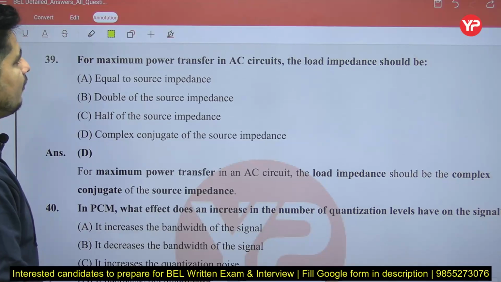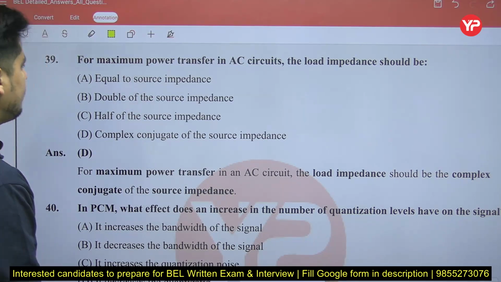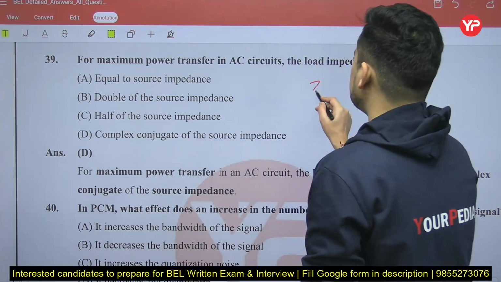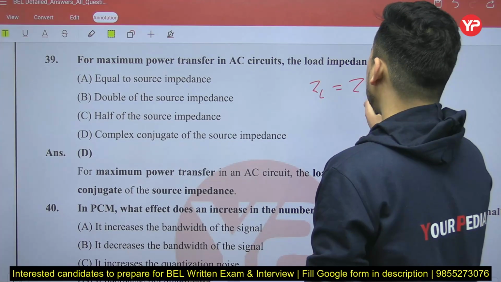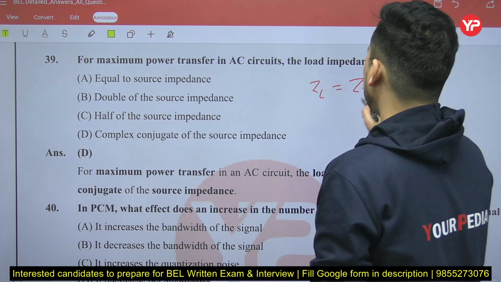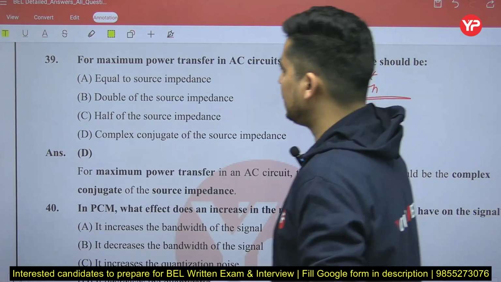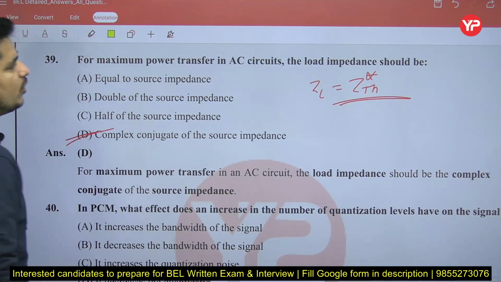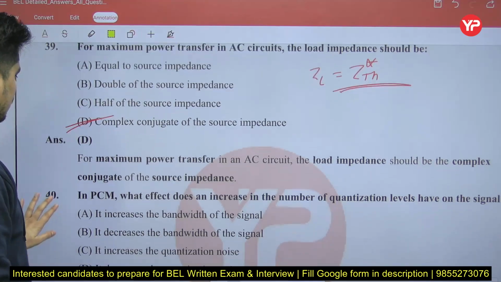For maximum power transfer in an AC circuit, the load impedance ZL should be the complex conjugate of your Thevenin impedance, so the complex conjugate of your source impedance. You already know that thing. This is the basic question, right?